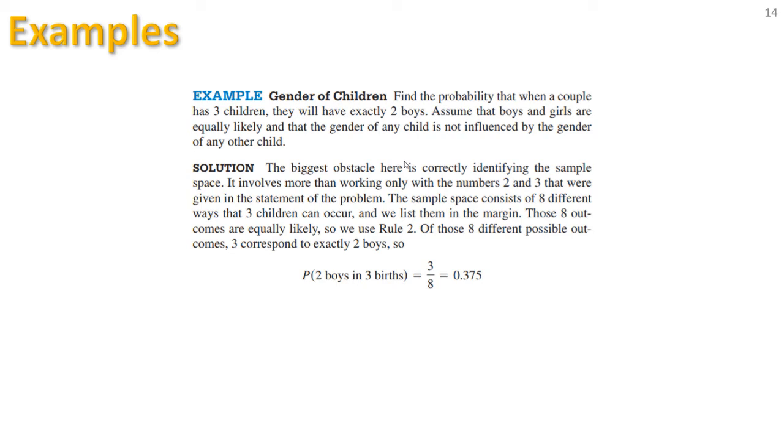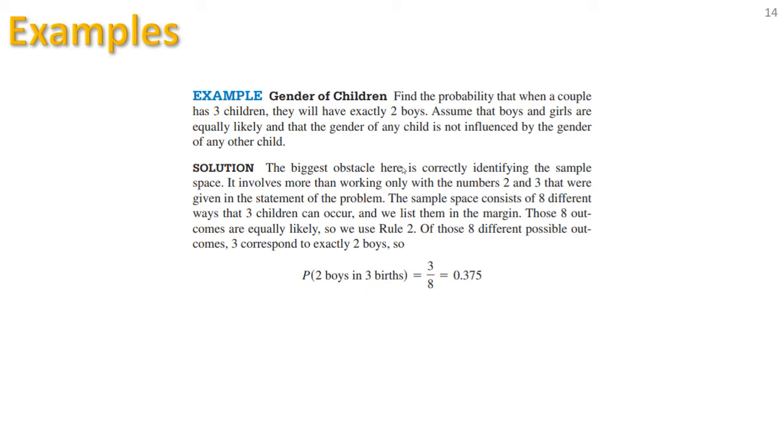Assume that boys and girls are equally likely, and that the gender of any child is not influenced by the gender of any other child. So now we're getting into a problem that's a little bit more involved. We're going to use the classical approach.